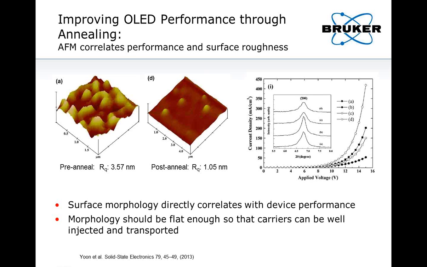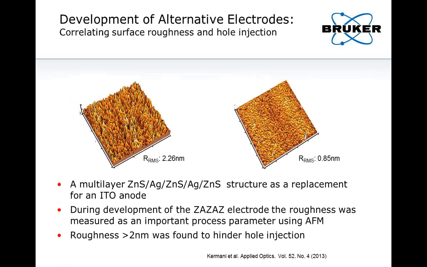And what that then does is shown on the right side. When you pay attention to the curves labeled A and D, you can clearly see that the device performance, so the current density, greatly increased when looking at the post-annealed film. So again, there's direct proof that surface morphology directly correlates with the device performance here, and allows you to draw the conclusion that the morphology should be flat enough in order for carriers to be well injected and transported.